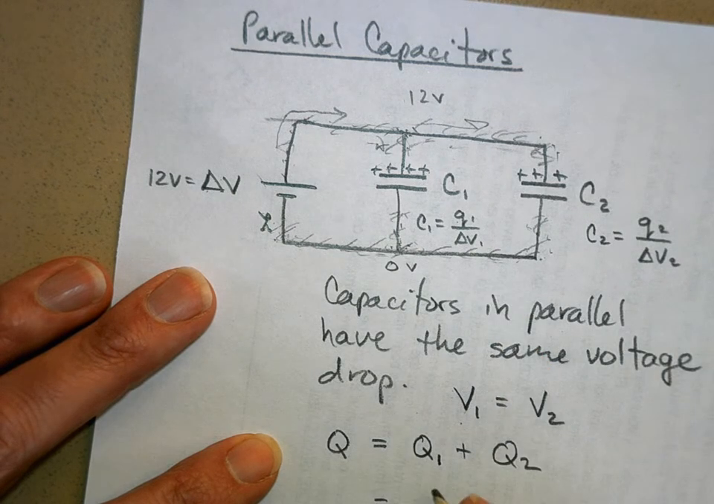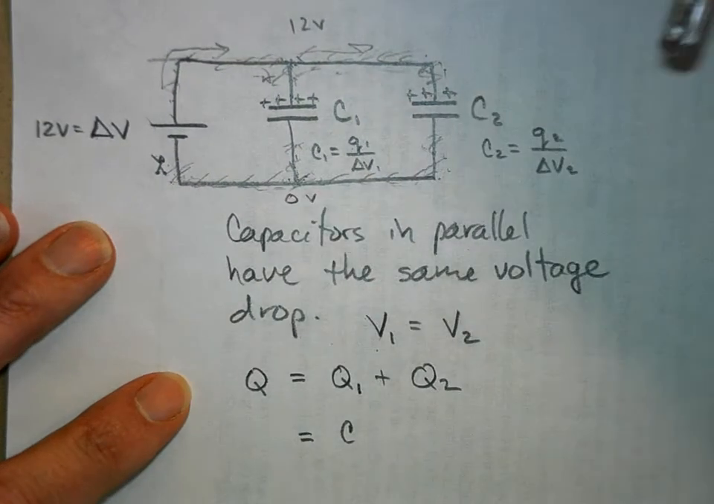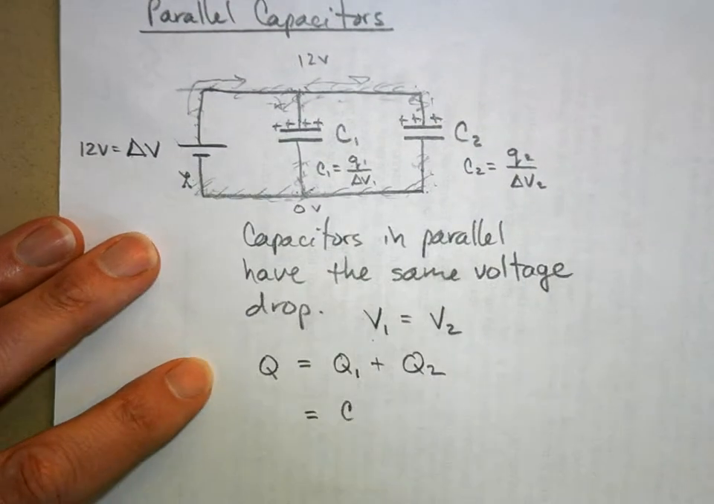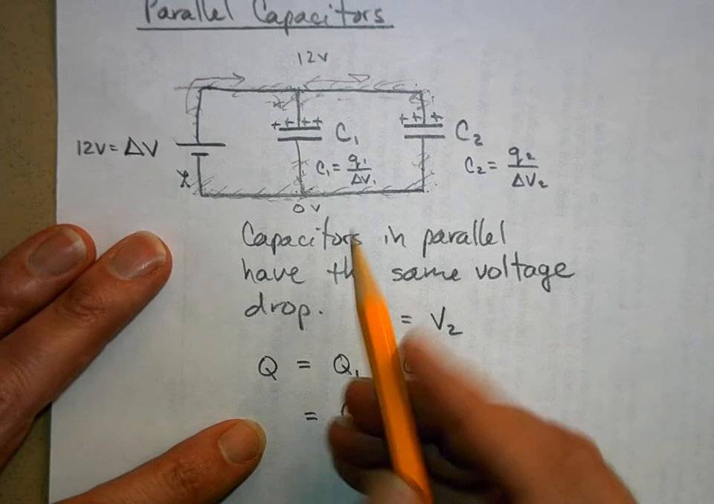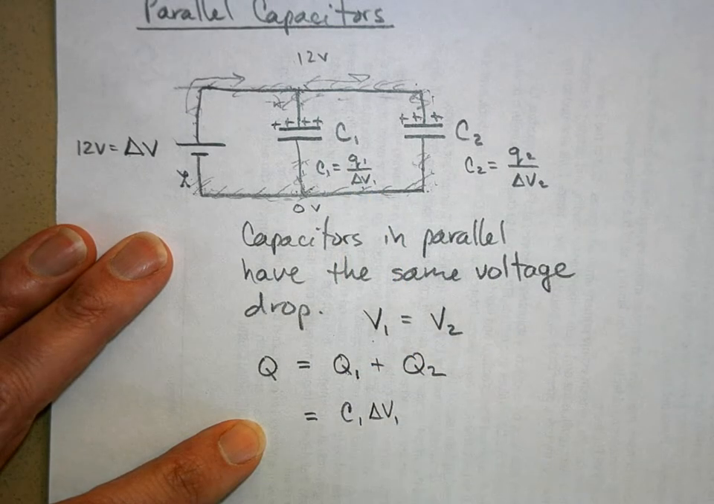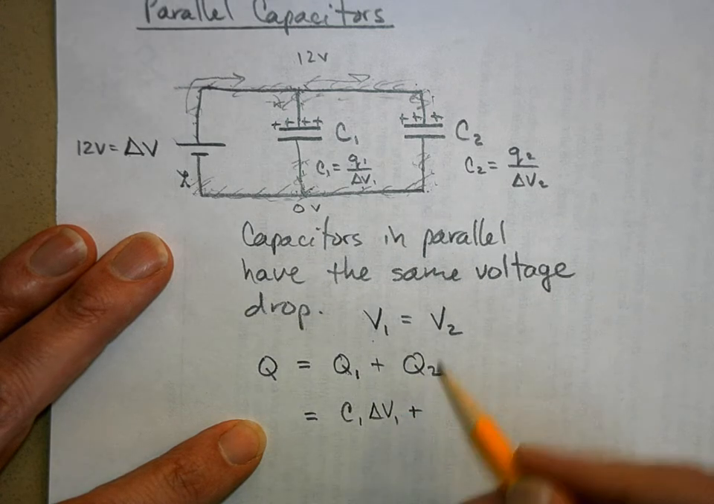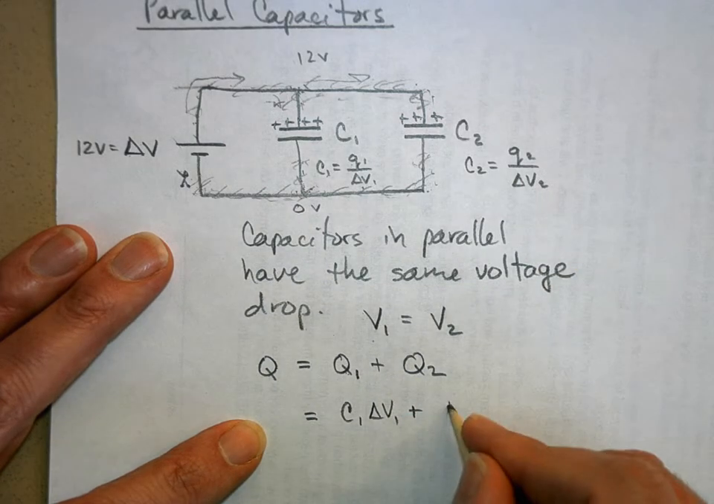Oh, thank you. So let me zoom out. Q1 is equal to C1 times delta V1, right? Plus, now what is Q2? C2 times delta V2.